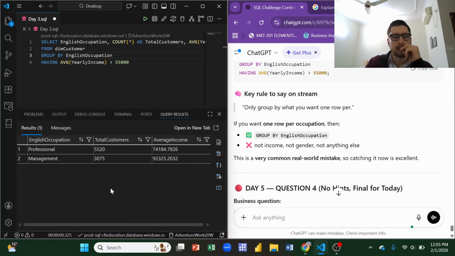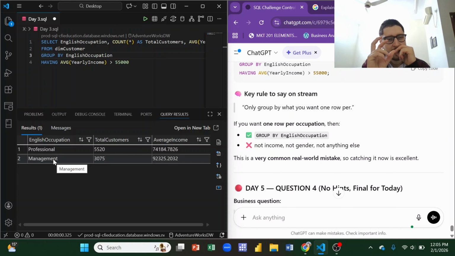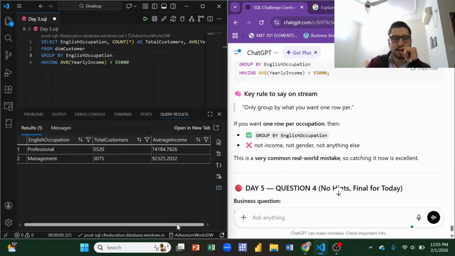After learning our mistake from ChatGPT, we removed the yearly income. So this is our result: professional and management. Before, when we added yearly income, there were a lot of rows. Now we only have the occupations, professional and management. There are two specific occupations, and we have the total customers and their average income for the English occupation.